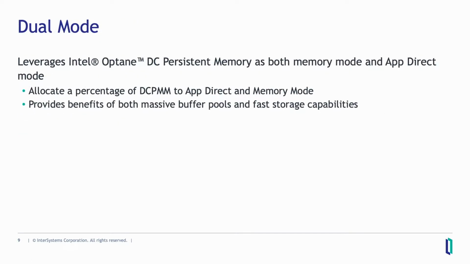Then, as previously mentioned, the dual mode is just a subset of AppDirect mode. The benefit there is if you want to have the massive global buffer pools and also have extremely low latency for journals or WIJ or whatever. So it's a combination, the best of both worlds, but it's a matter of the trade-off as to how you want to allocate it.